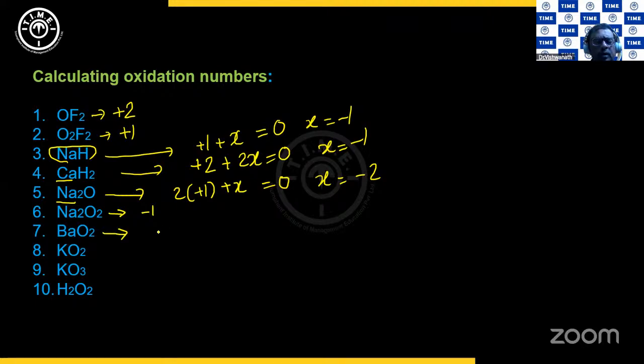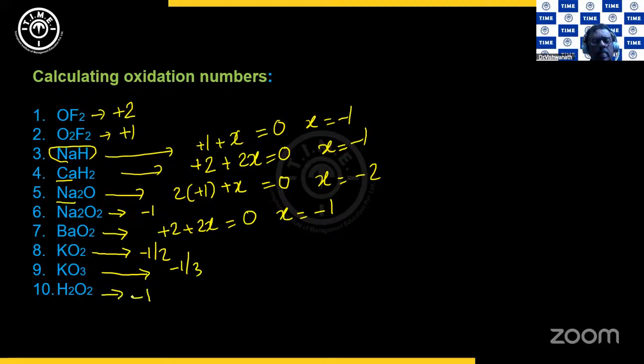Barium, I'll do for you. +2 plus 2x equals 0. So X is equal to -1. -1 means it is peroxo. This is superoxide. So you'll find this as -1/2. This is ozonide. We'll find it as -1/3. This is hydrogen peroxide. Peroxide. So again, -1.